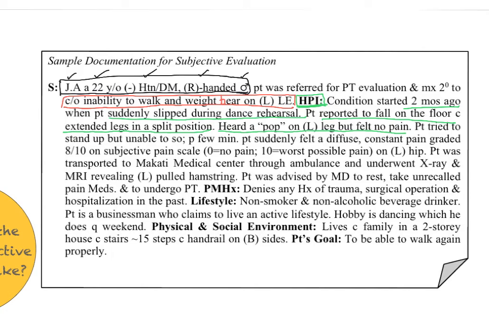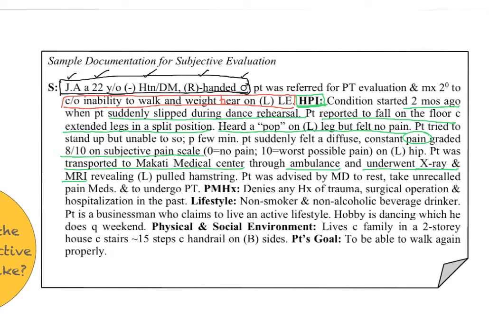Okay, pain felt at that time was also asked. And then patient was asked where he or she was transported or what was done to him or her right after sustaining the injury. So the patient told the PT that he was brought to the Makati Medical Center. Okay, the manner of transportation was through ambulance. Okay, ancillary procedures. So the patient told the PT that he underwent X-ray and MRI.